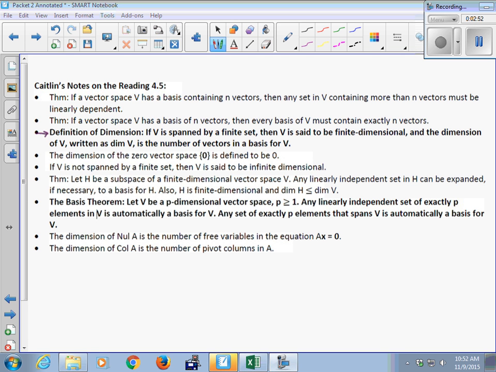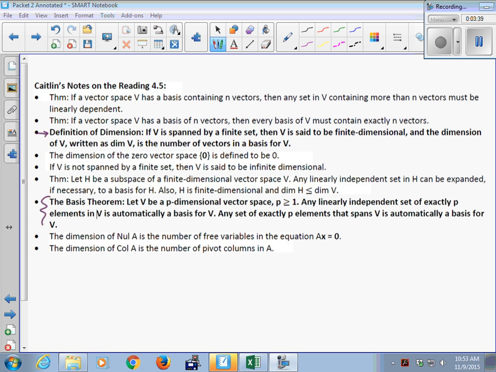And then the basis theorem, this is a big one, so that's why I bolded it. If V has a dimension of p, and p is bigger than or equal to 1, any linearly independent set of exactly p elements in V is automatically a basis. Okay, so you won't have to check the 2 things that make a set a basis, right? The 2 things are that it has to be linearly independent and it has to span the set. So now, if you know its dimension and you have p vectors, all you have to check is that they're linearly independent. They will automatically span. And same thing, if you have p vectors and you know they span, they're automatically linearly independent, and thus a basis.